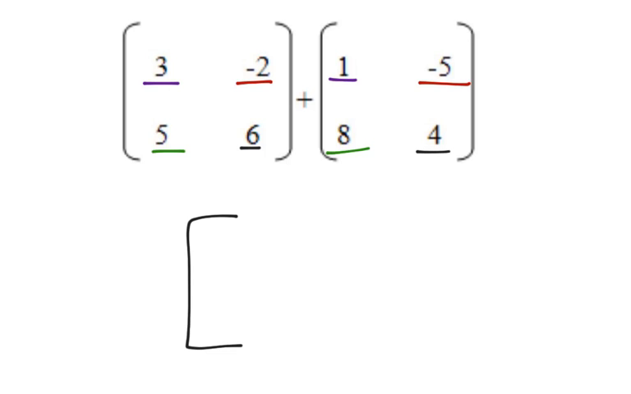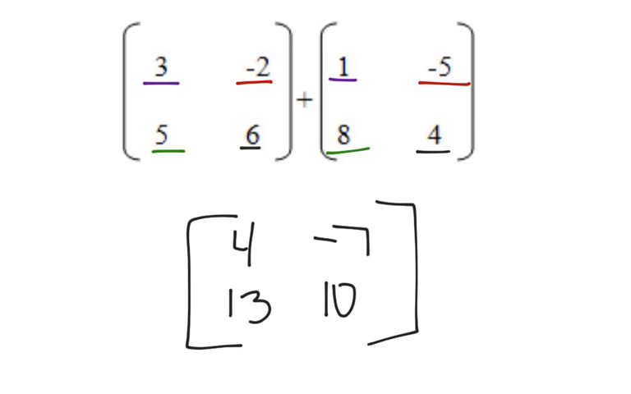So you open your brackets, and 3 plus 1 is 4. -2 plus -5 is -7. 5 plus 8 is 13. 6 plus 4 is 10. There's your answer. Don't make it harder than it is, but be careful with your signs.